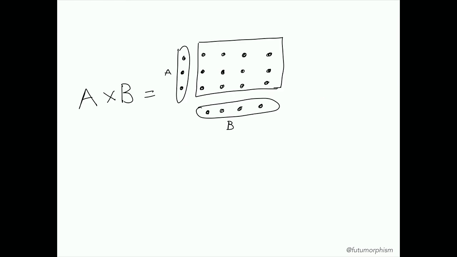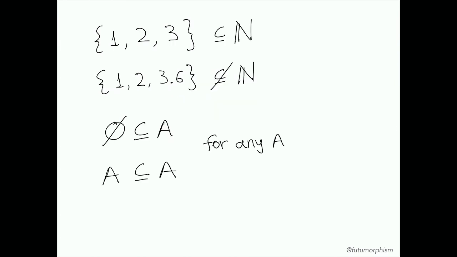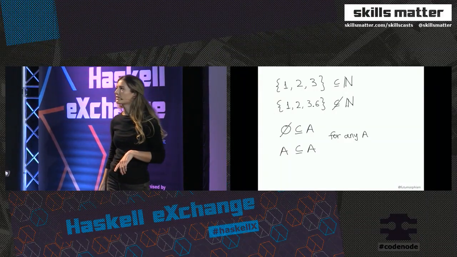And given two sets, A and B, we can define the product of A and B as a grid of dots, where there is a dot for every pair of A and B. A is a subset of B if every element of A is also an element of B. And we can define, for example, {1, 2, 3} is a subset of the natural numbers, while {1, 2, 3.6} is not. The empty set is a subset of every other set, and every set is a subset of itself.